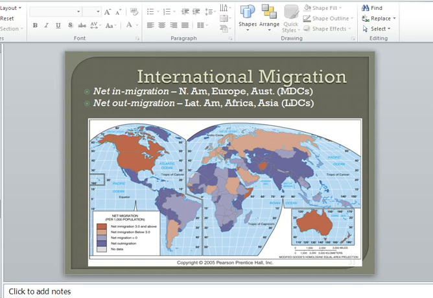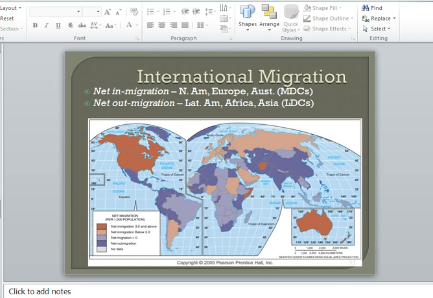If you look at a map of international migration, you can see this idea of in-migration and out-migration. So you can look at the pattern of where people are moving to and where people are moving from. And often in-migrations are countries that are considered MDCs, or more developed countries, and out-migration are areas that are less developed countries. But it's interesting that we're beginning to see some patterns of in-migration to less developed countries.